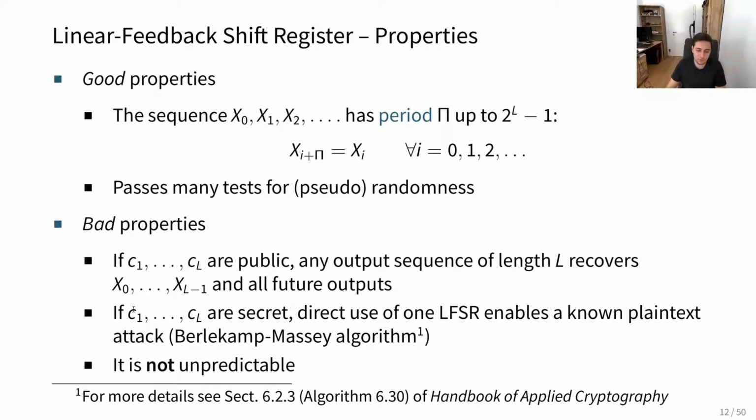Another bad property is that if also the constants are secret, then if we use only one LFSR directly as a keystream generator or pseudo-random bits generator, then we can also attack that. And this is done with an algorithm which is called the Berlekamp-Massey algorithm. And yeah, if you want more information, it's here. We will not talk about this algorithm today. And this is also a bad property. Of course, this LFSR is not unpredictable. What does this mean? Well, if we have a state given, then of course we know what comes next, because we just apply the equation.